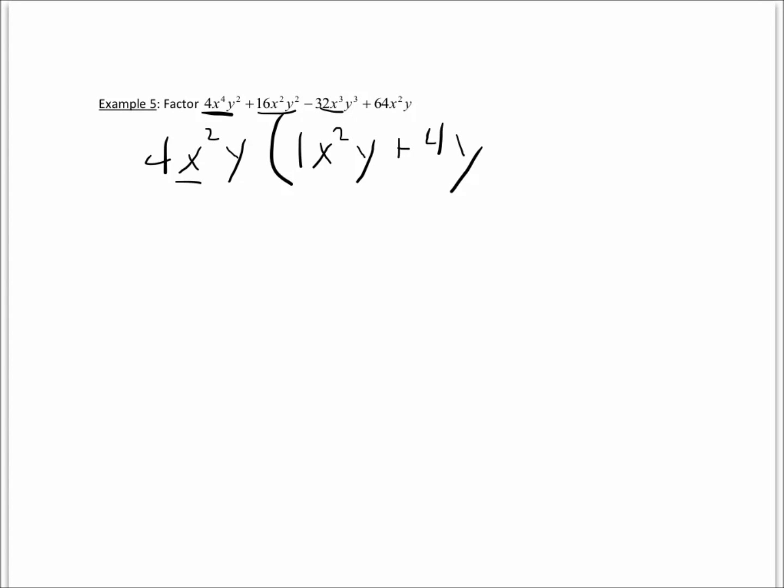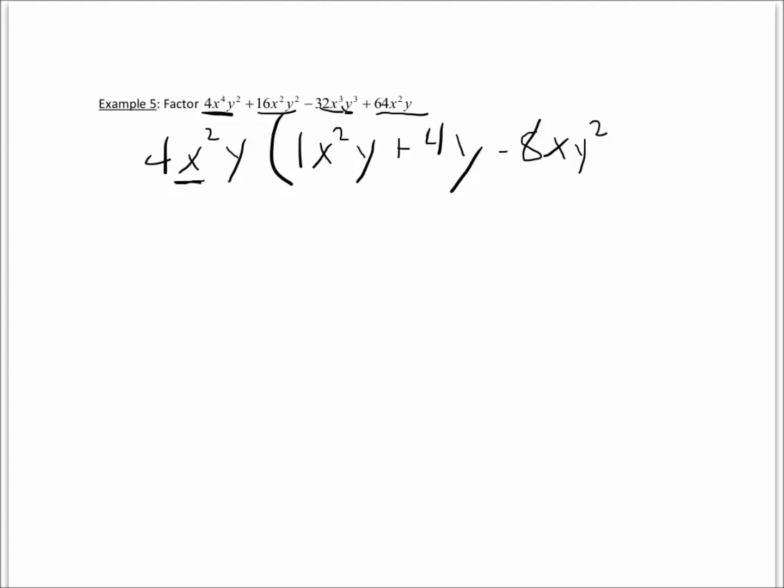Now, the third term. 32 divided by 4 is going to be 8. So I have a minus 8. X cubed, I had 3 x's. I took 2 x's out of them, which leaves 1x. I had a y cubed. I took 1 y out. That leaves a y squared.